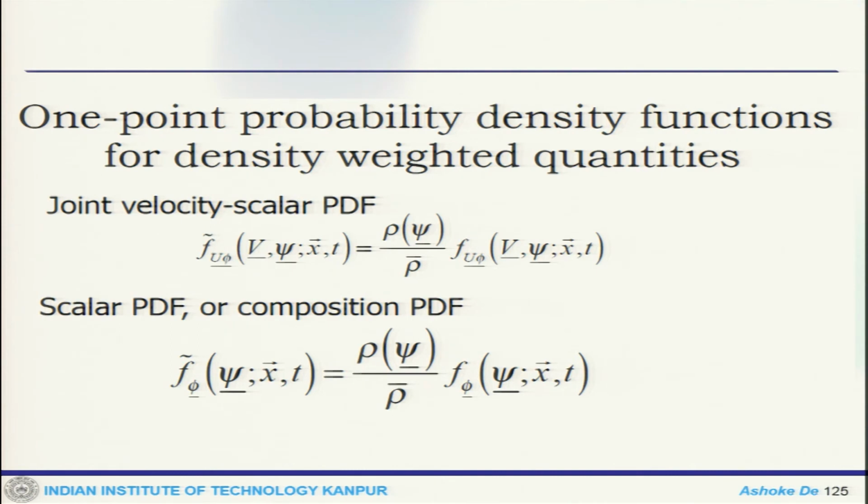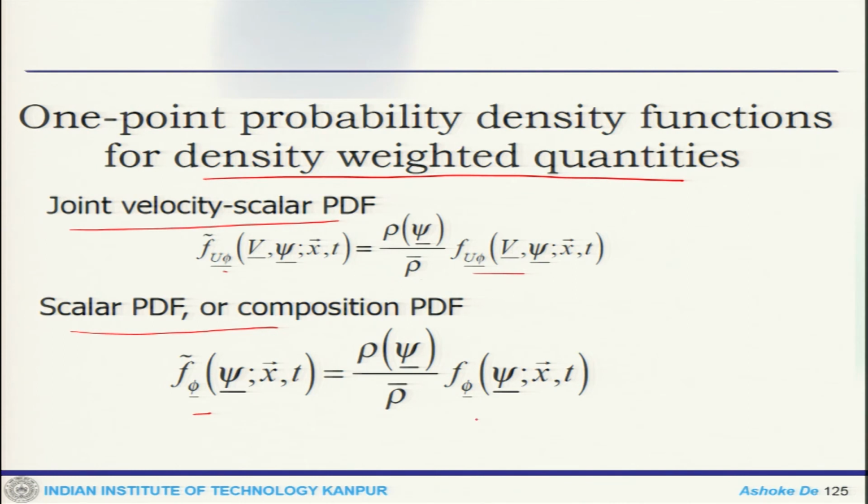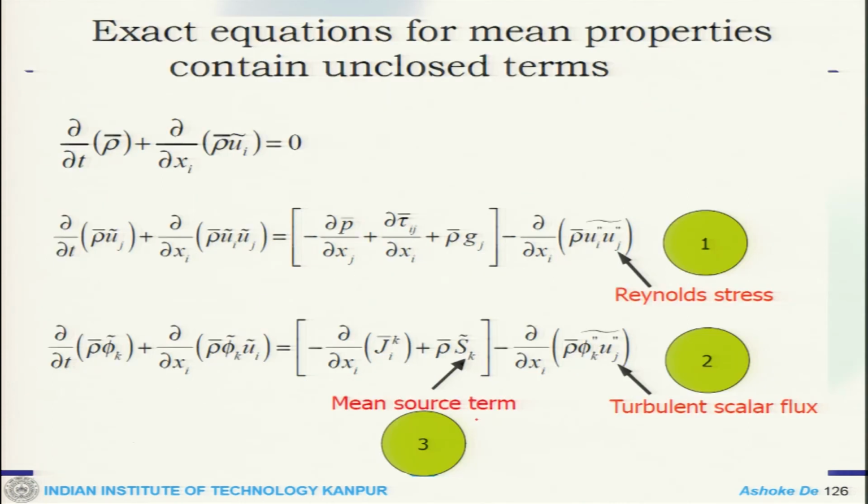Now, we can look at this one point PDF for density weighted quantities, because this is very important. We have already seen that if we are dealing with a reacting system, the density weighted average is quite handy to avoid all the density fluctuations that arise during averaging. Similarly, for the joint velocity scalar PDF, these would be the density weighted quantities, and one can write rho psi by rho bar with this, and for the scalar or composition PDF, this would be written like this.